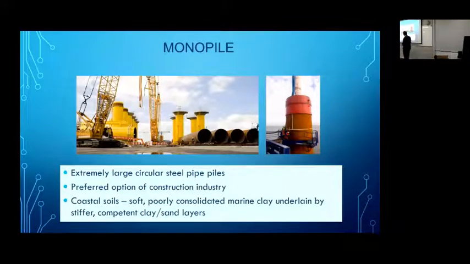Monopiles are fairly large tubes of steel. This is the size of a person, a fairly tall person, and you can see that's the diameter. So typically we're talking about between 6 and 8 meter diameter tubes that go about 30, 40 meters into the ground. So these are very, very big structures, big foundations.